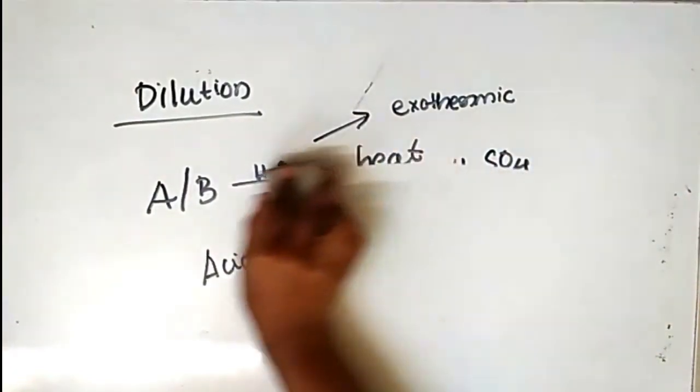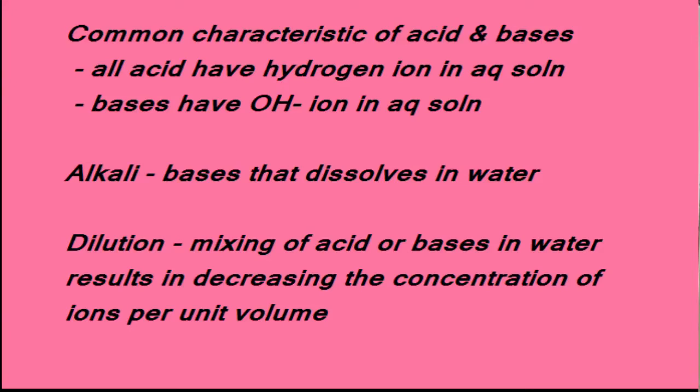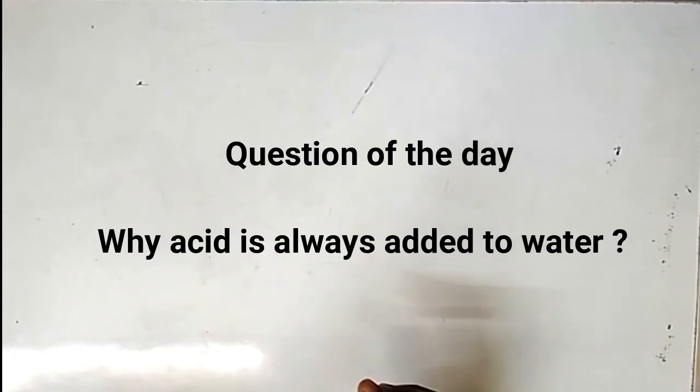So let's conclude. Today we studied about the common characters of acids and bases, that is, all acids have H plus ions in water and bases have OH minus ions in the aqueous solution. Then we studied about the alkali. The bases that dissolve in water are called alkali. And then about dilution. The mixing of acids or bases in water results in a decrease in the concentration of the ions per unit volume. Such a process is called dilution.